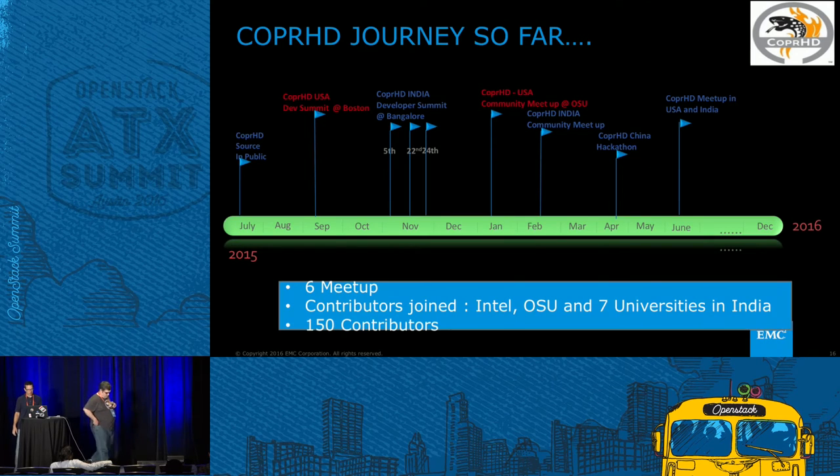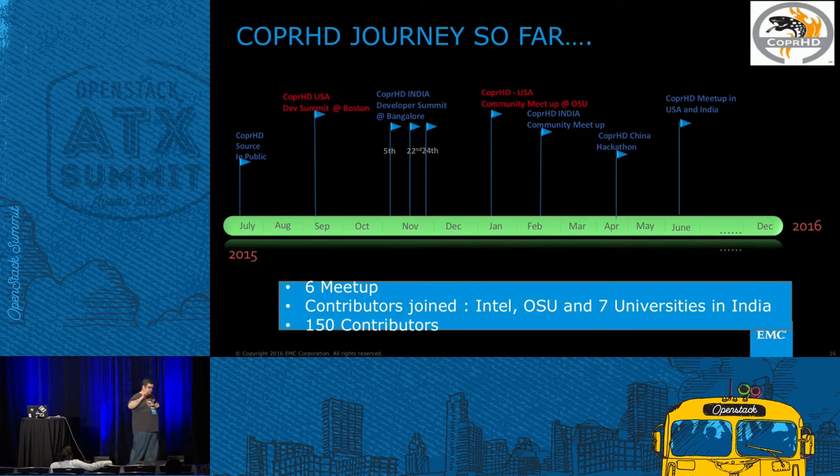So what's been the story of Copperhead so far? Copperhead became a project basically a year ago, next week, I think. We came out the first week of May of 2015. Since then, we've had two dev summits, with all the developers getting together here in the US, and we had two in India and one in China.